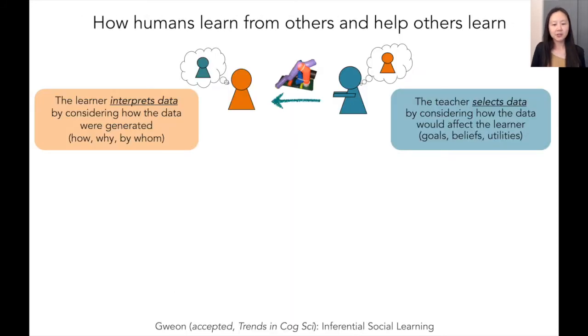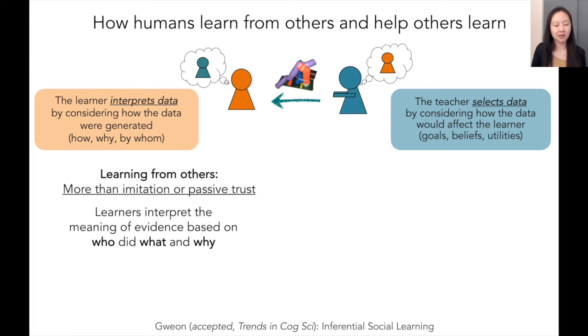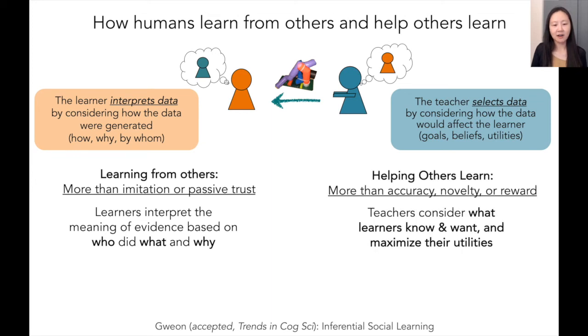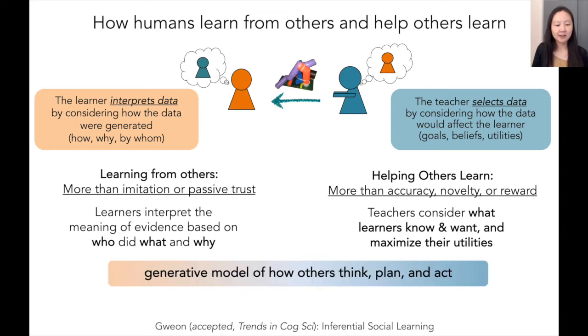So what I have shown you so far is that learning from others means much more than imitation or passive trust. Learners are interpreting the meaning of evidence based on who did what and why. Teaching is much more than providing what's accurate or novel or rewarding or cool. As teachers, children are already considering what the learners know and want and maximize their utilities. And what this means is this is possible because humans can engage in these interactions as learners and as teachers through a model of how people think, plan, and act.